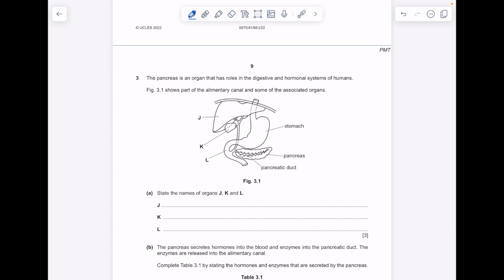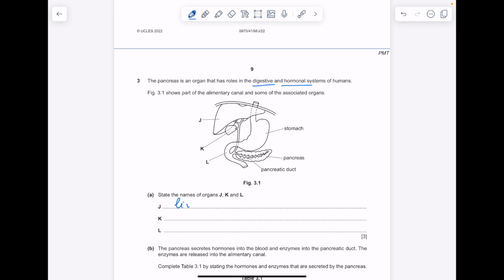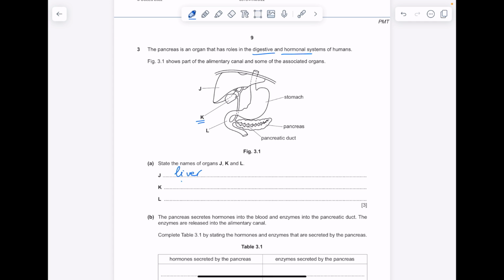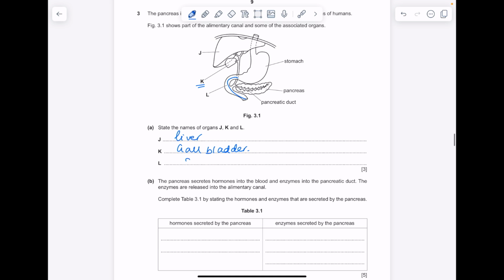The pancreas is an organ that has roles in the digestive and hormonal system of humans. Figure 3.1 shows part of the alimentary canal and some of the associated organs. State the names of organs J, K, and L. So this large organ at the top is the liver. And then K is where bile is stored. It is the gallbladder. And then under the stomach, you have the small intestine or duodenum.